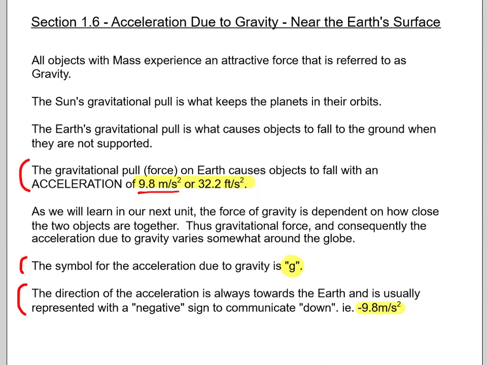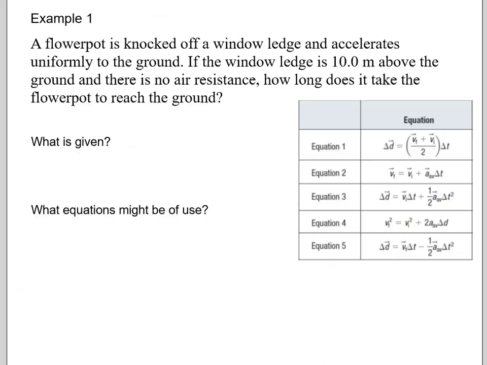The symbol for the acceleration due to gravity is g. Big surprise. And the direction of the acceleration is always towards the Earth and is usually represented with a negative sign to communicate down. So this is typically what we will always be using for our g value, negative 9.8 meters per second squared. Okay, so let's get right into it.